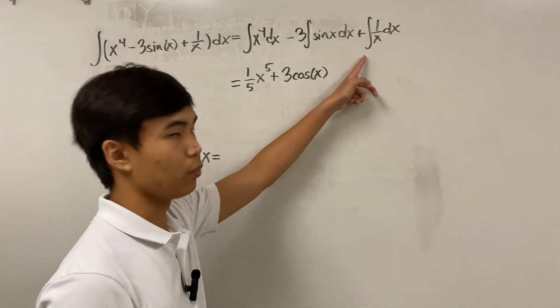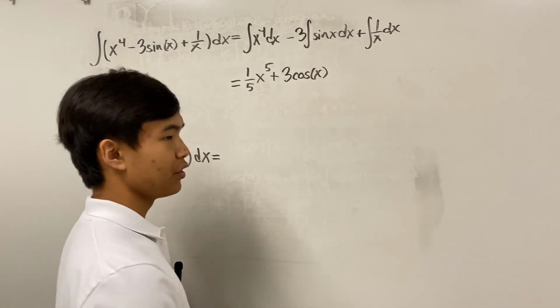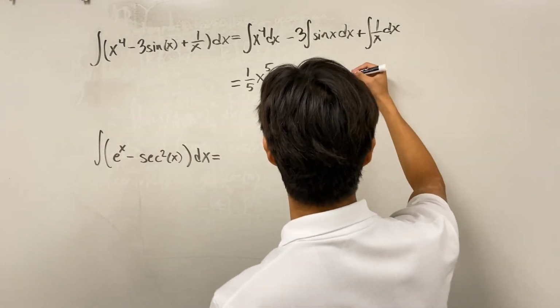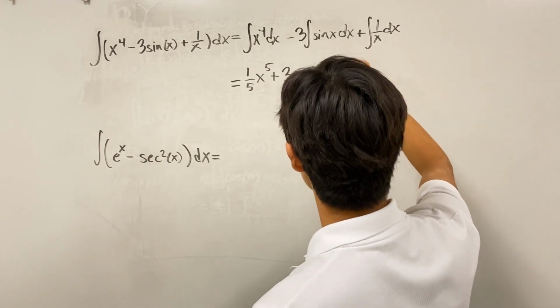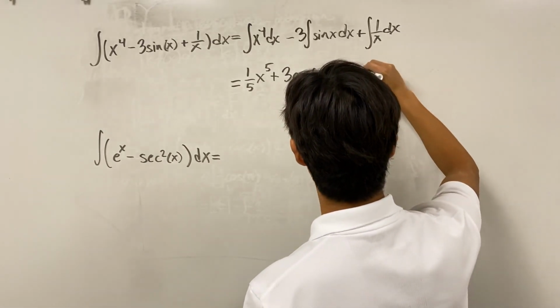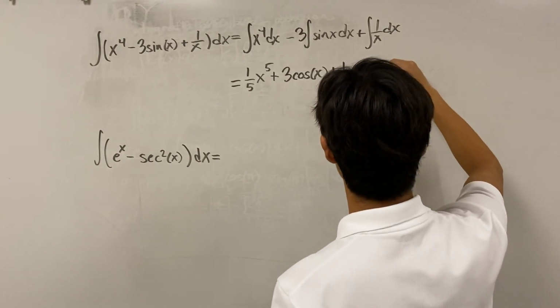And remember, we can't use the power rule here. We have to use the ln rule because you can't divide by 0. So this is ln of x. And don't forget the plus c.